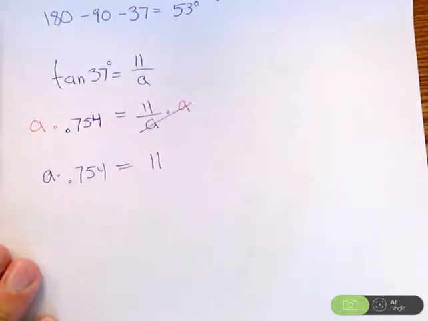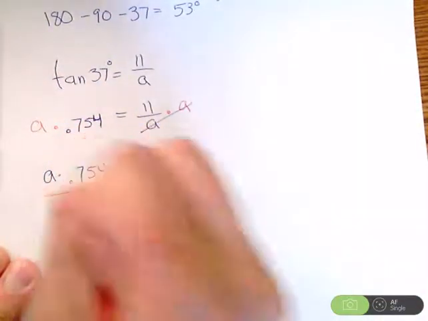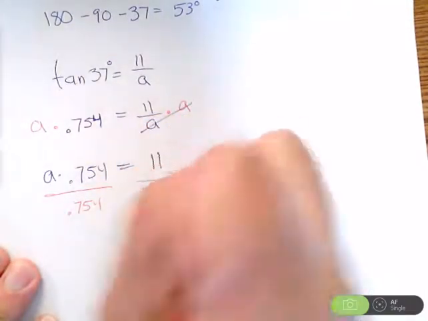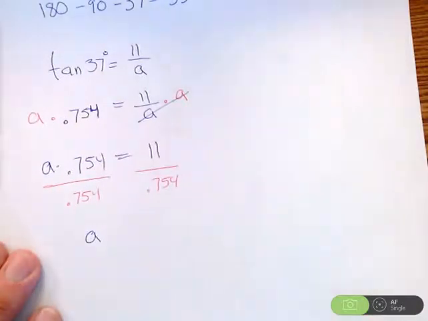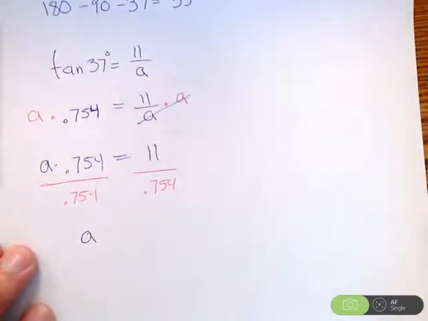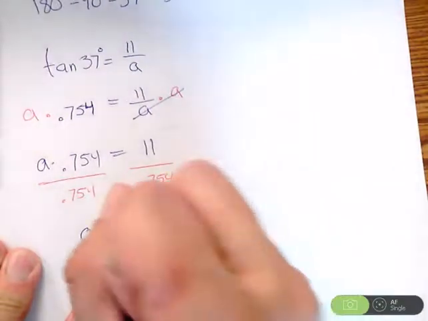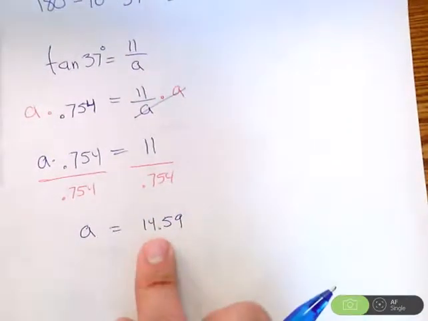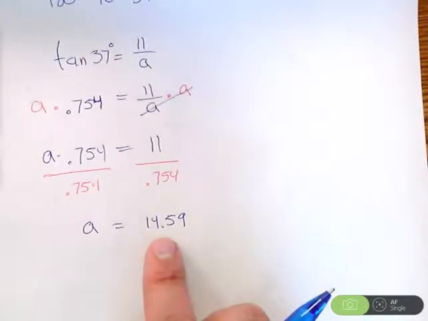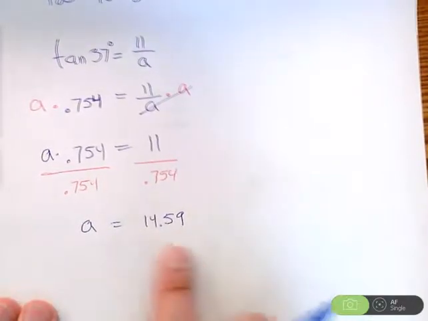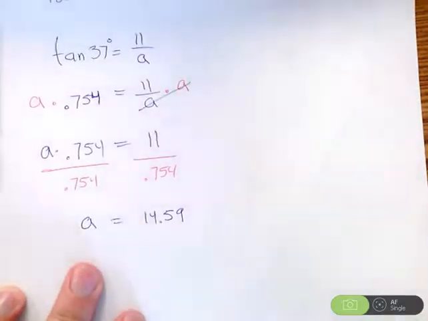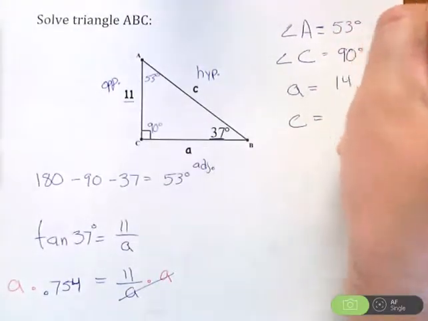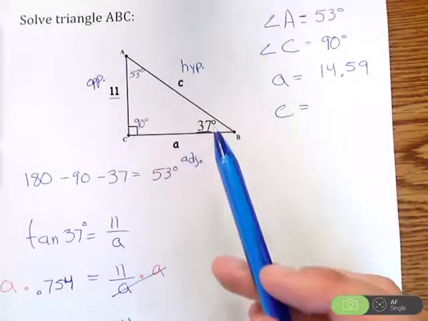The only thing left to do is divide by 0.754 on both sides, and that will get our A all alone. On the other side, 11 divided by 0.754, we get, with my rounding, 14.59. Again, depending on your rounding, each of us might get slightly different answers there. So that's why the calculator approach is not as precise. So we have 14.59.